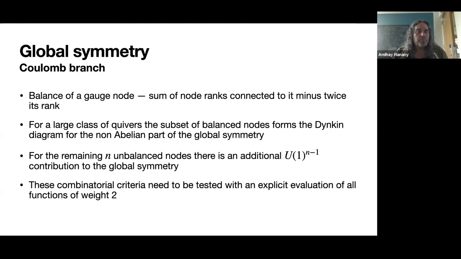Now, if it turns out that there are other nodes which are not balanced, each one of them will contribute an additional U1. I have to remove U1. We said it, this is the third time we mentioned this. There is an overall U1 that I need to remove. And so the global symmetry is U1 to the n minus 1, together with the non-abelian part, which is computed by the Dynkin diagram.